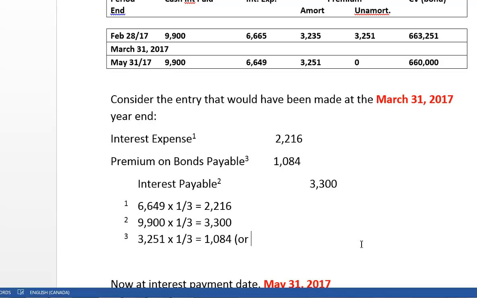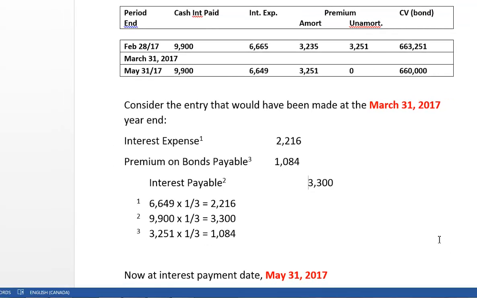Now, some students might say, well, I had 32, but we'll go through that later. In any case, we know we've got $32.51 here, and that's for 3 months. We only want it for 1 month, so that's $10.84. To reduce the premium, to amortize it, we debit it, because its natural balance is a credit and to increase it we credit. So we're going to debit interest expense, and we're going to credit interest payable.